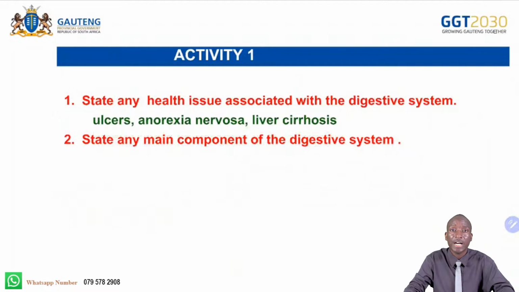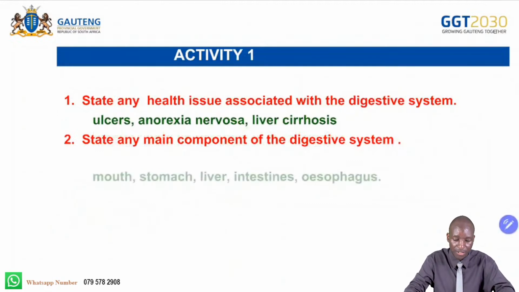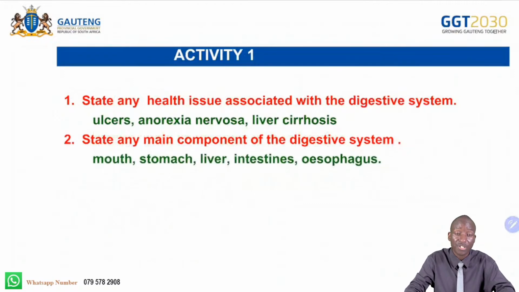Number two, state any main component of the digestive system. We've got many components, of course, which include the mouth, the stomach, the liver, intestines, and esophagus. So just choose any of those as your answer. Okay, so that's all about activity number one. Let's write corrections for those who did not do well, and for those who did well, keep it up.